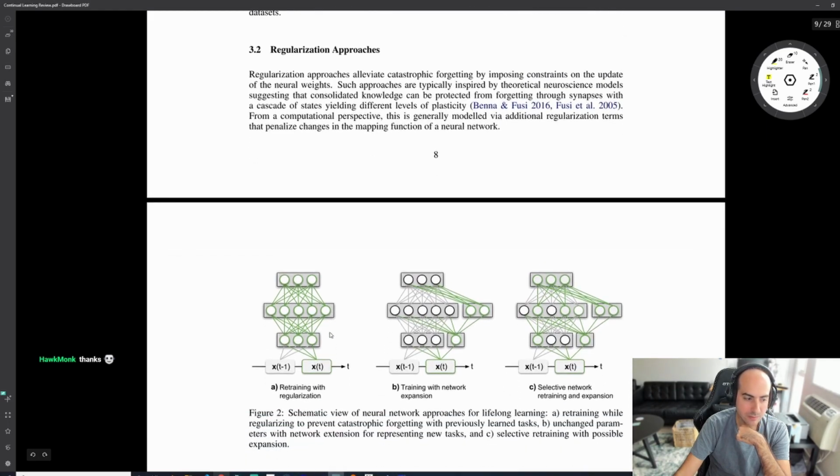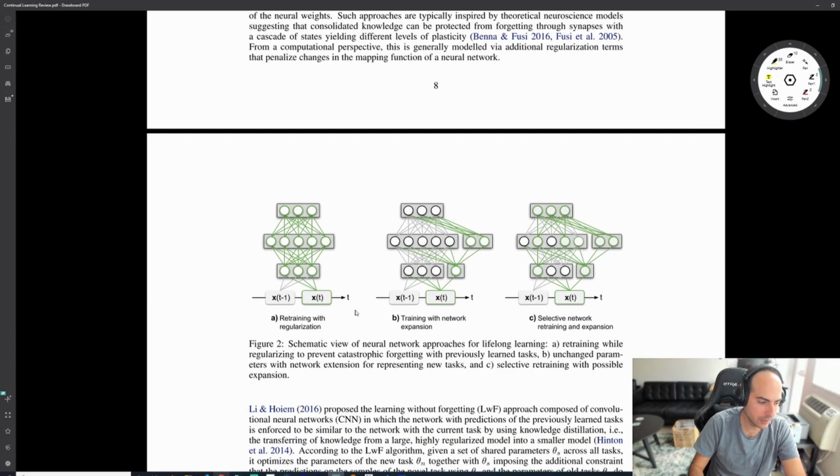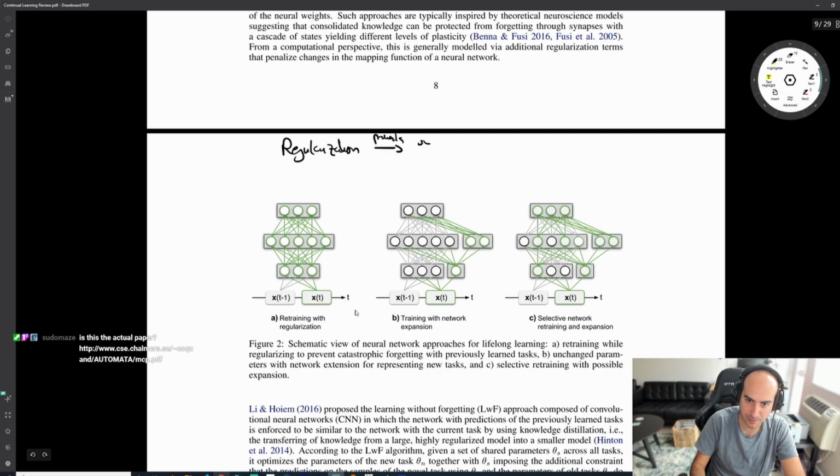So there's multiple ways to think about how this stuff would work. So one way, for example, is to think of regularization as a way to deal with stuff changing out of distribution, right? Because regularization prevents overfitting. So this is like one way to deal with it. Another way is to do what's called selective.